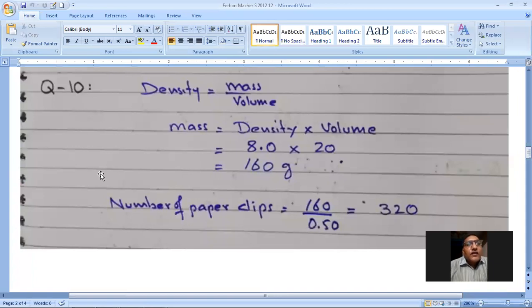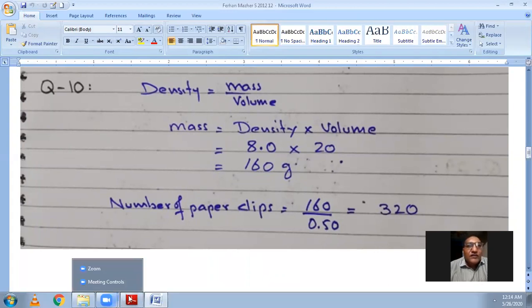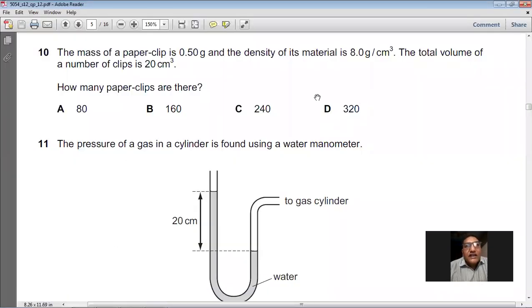Here we go. Density is equal to mass divided by volume, so mass is equal to density multiplied by volume. Density is 8 grams per centimeter cube, and the volume is 20 centimeter cube. So 8 multiplied by 20 gives 160 grams. The number of paper clips is the mass of the paper clips divided by the mass of one paper clip. So 160 divided by 0.50 gives 320 paper clips. I hope you have understood. So 320 paper clips, D is the right choice.